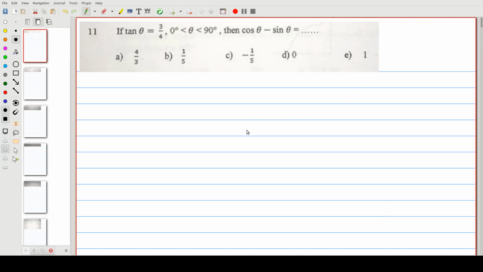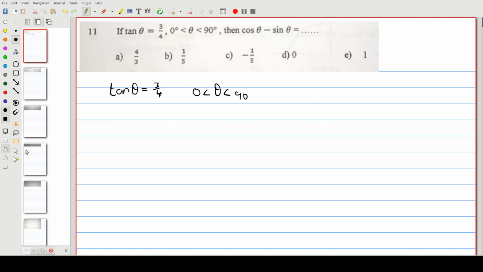Alright, so we are back with some more NBT questions, the second 10 questions from 11 to 20. Okay, so we have, if tan theta equals 3/4, and theta is between 0 and 90 degrees, then cos theta minus sine theta equals what?